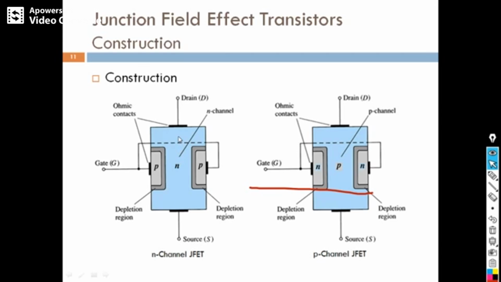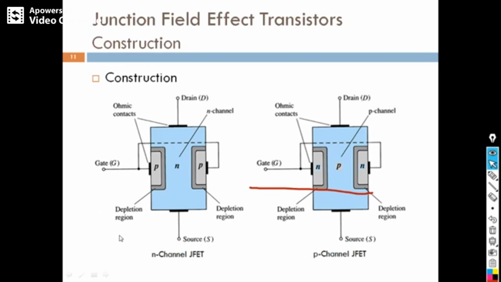One end of the N channel is connected to a terminal through ohmic contact, and the other end is connected to a terminal through ohmic contact; that is called the source, and the other terminal is called the drain. On this N channel material, we dope P type semiconductor material to form the junction. You can see here there are two P type semiconductor regions which are connected together and form the junction. That's why it is named junction field effect transistor, and this junction we will refer to as a gate.